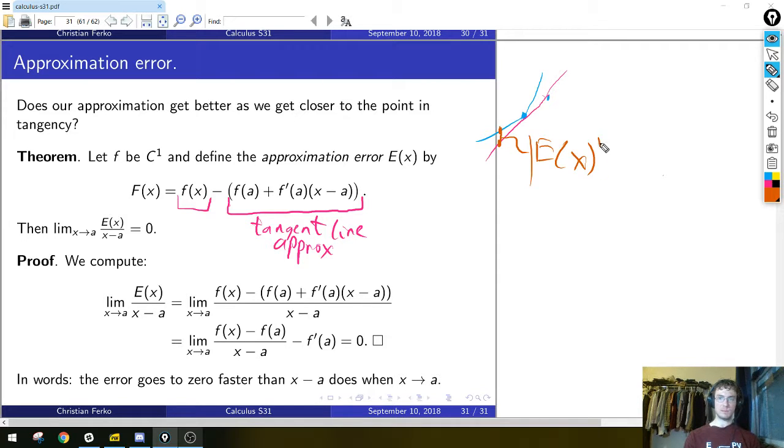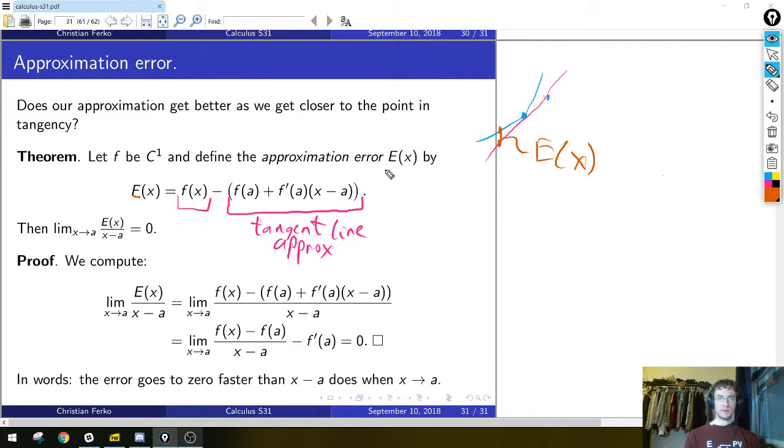Maybe if we want errors to be positive numbers, you should take the absolute value, but we won't do that. The error can be positive or negative for now. Wait, why did I write that f? Sorry, there's a typo. The left side of this equation should clearly be E of x, not f of x, because I'm defining E of x. That was silly.